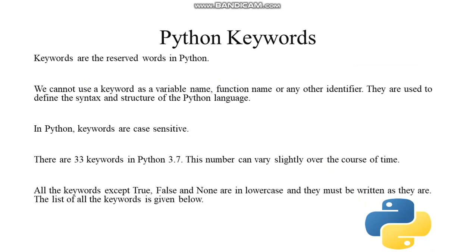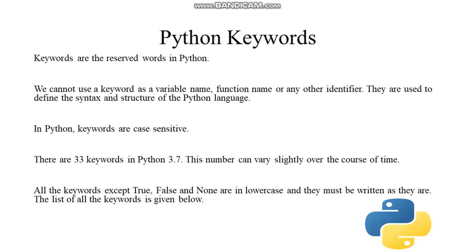In Python, keywords are case sensitive. So some keywords have the initial letter as capital. So in Python your keywords are case sensitive. You have to write them the way they are given. There are 33 keywords in Python 3.7.